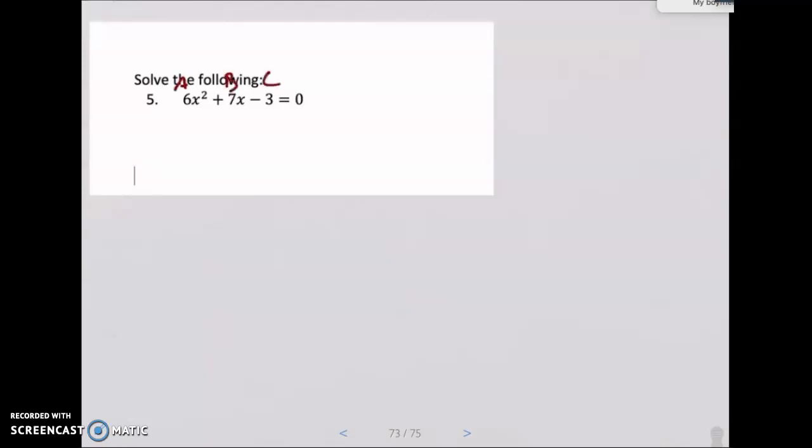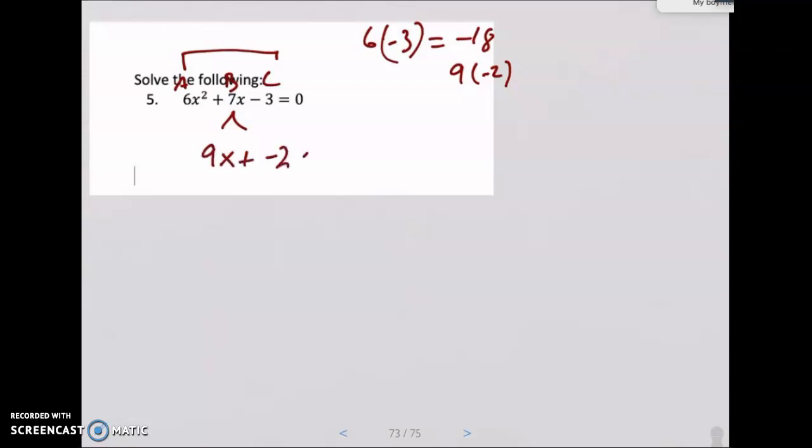And in the AC method, you multiply A times C. So A times C is 6 times negative 3, which gives me negative 18. I need some factors that multiply to negative 18 that add to 7. 9 times negative 2 multiplies to negative 18. I could do 6 and 3, but they don't add to 7. So I'm going to rewrite this as 9x plus negative 2x.